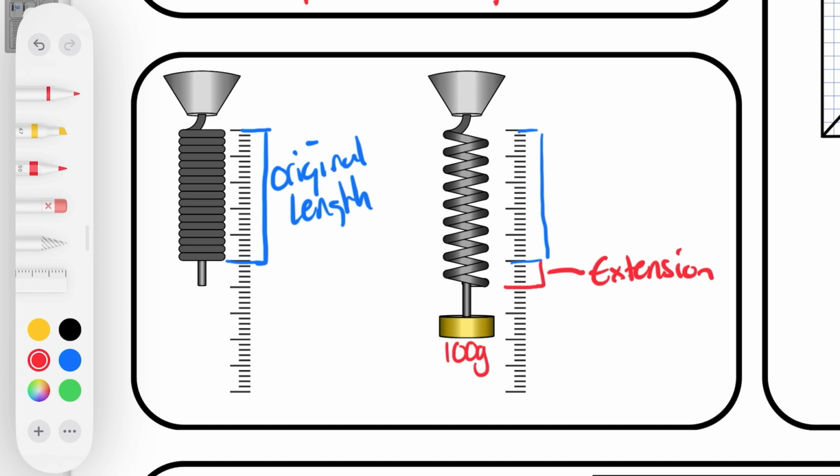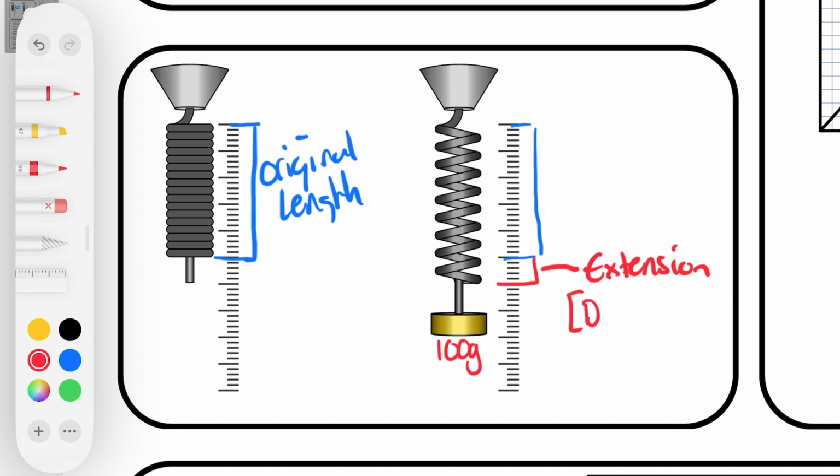Okay, we're not measuring the length completely. Well, you are measuring the length completely. However, you're going to take away the original every time. This is our dependent variable. Now the mass that we added on, this 100 grams or whatever, this is our independent.